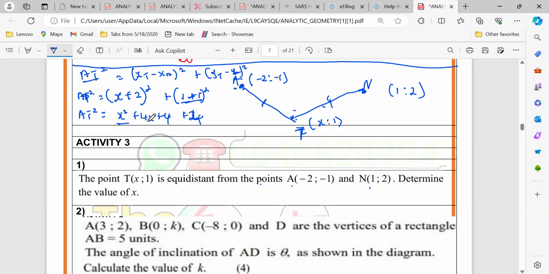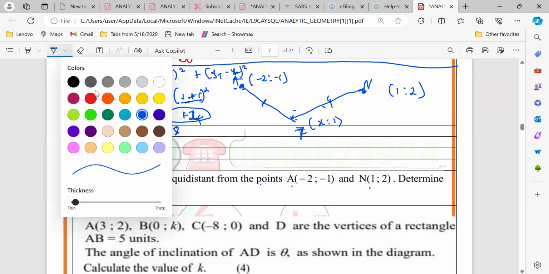You're going to have x squared plus 4x plus 4 and 4. 4 and 4 give us 8. So you have x squared plus 4x plus 8. That is AT squared. We leave it like that. There's nothing else that we can do. We've tried our best. Now, what else are we going to look for?